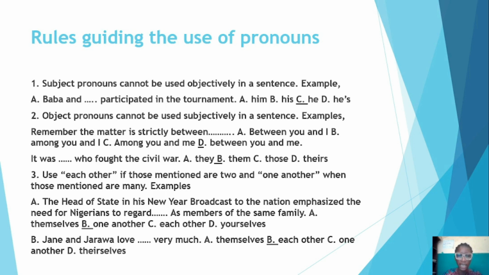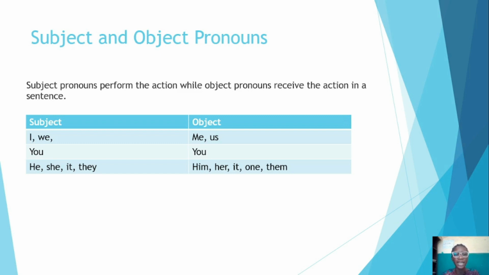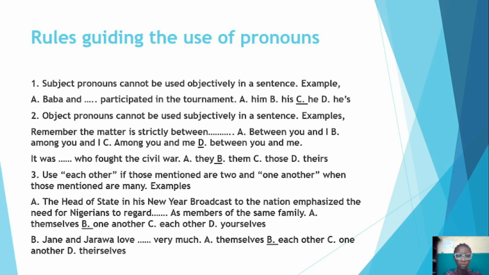And why is that so? It is because he is a subject pronoun. Baba and he is the subject of this sentence. So we have to use he. Baba and he participated in the tournament. We cannot use Baba and him because him is an object pronoun. So if you still say things like Baba and him, no, it is Baba and he, based on the rule guiding the use of pronouns.